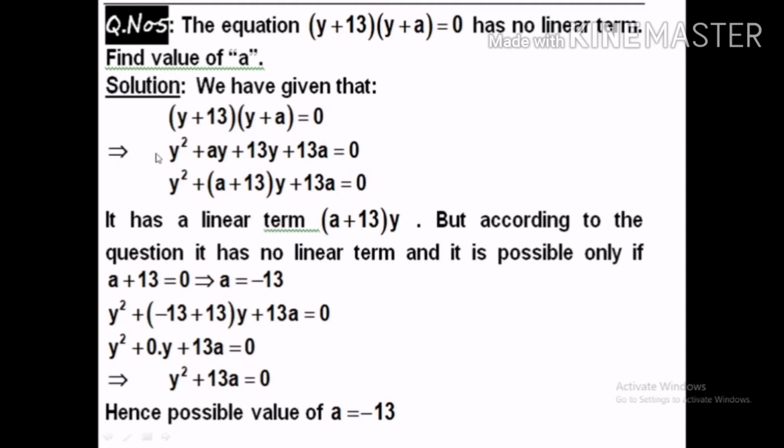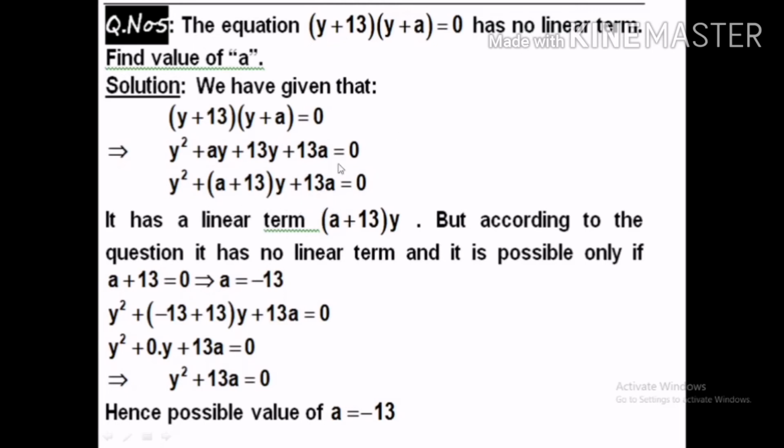First of all, simplify or change this into the standard form of a quadratic equation. By multiplying, we get y square plus ay plus 13y plus 13a is equal to 0. Now by adding like terms, y square plus, here y is common, so (a plus 13) into y, plus 13a is equal to 0. That is the square term, linear term and constant term. It becomes the standard form of a quadratic equation.